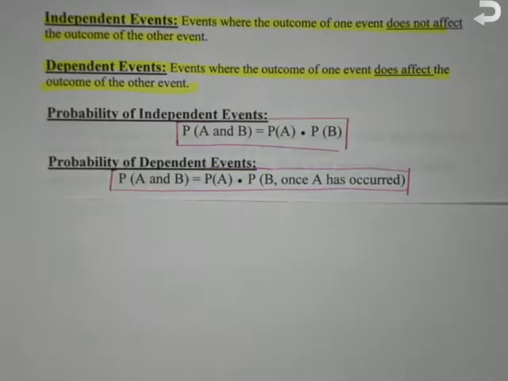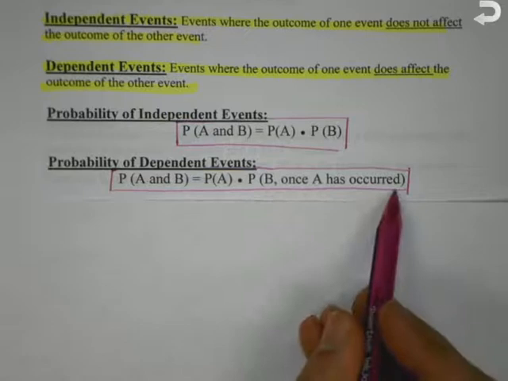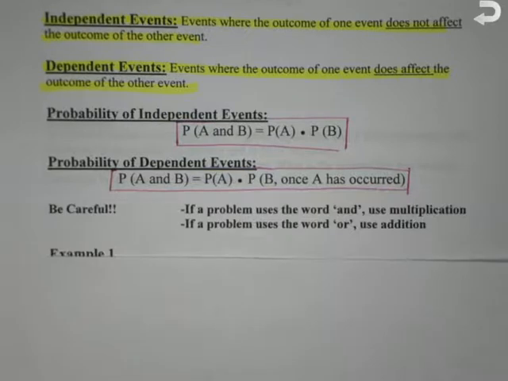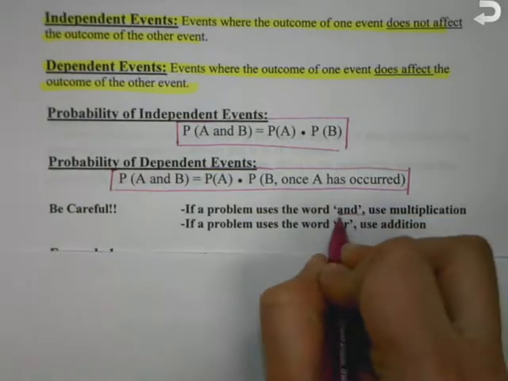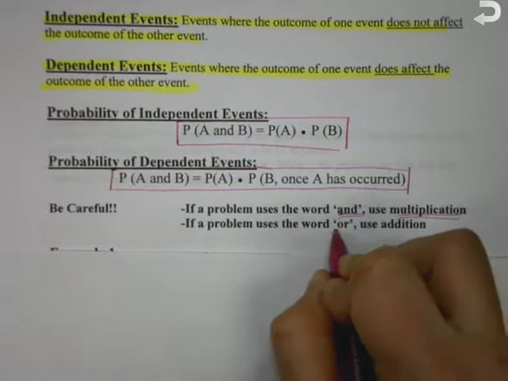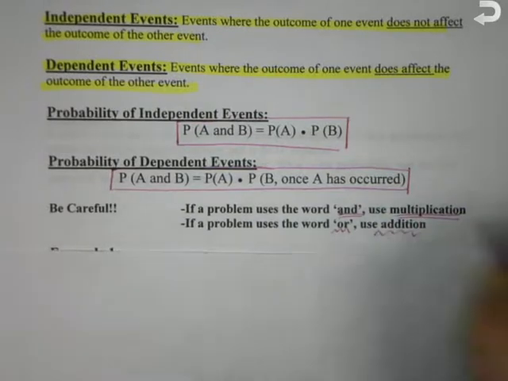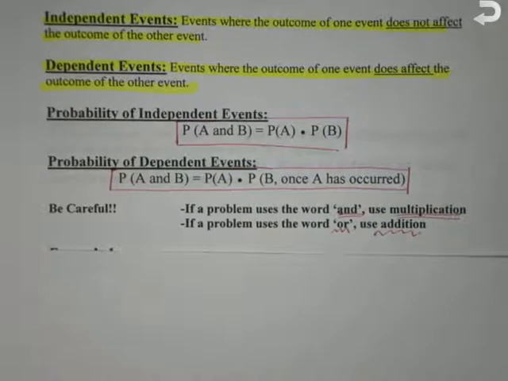Okay, so like with our CDs, remember how we pulled a jazz CD? And then when we pulled another one, we had to decrease the number of total CDs because we kept the first jazz CD out. That's a dependent event. That's what we're doing right here. Okay, so then there's also just a reminder for you, if the word is and, you're going to multiply. If the word is or, you're going to add, just so that you always remember that.